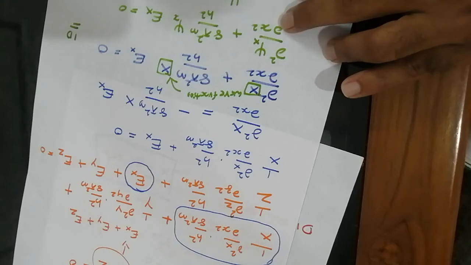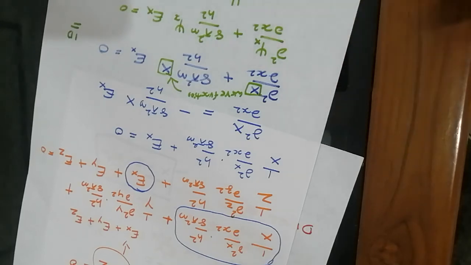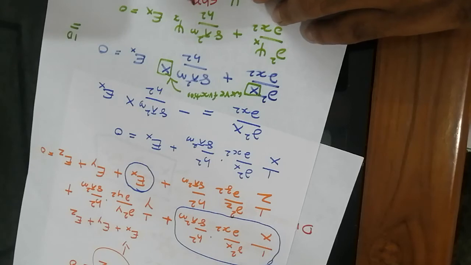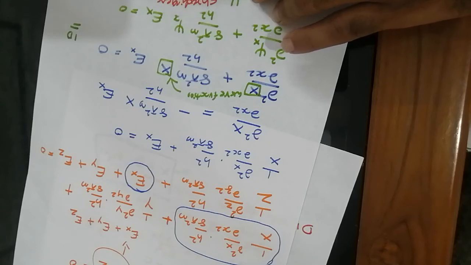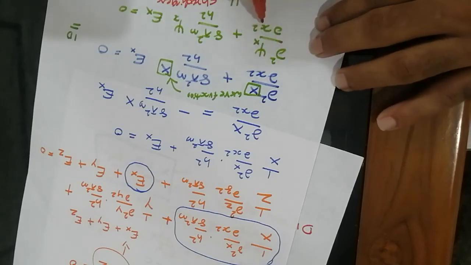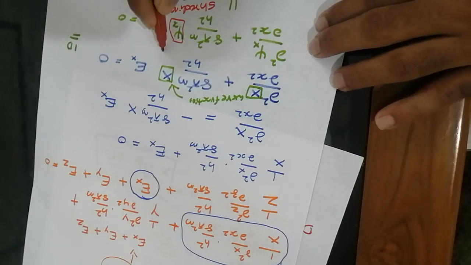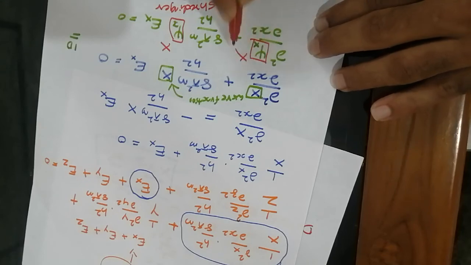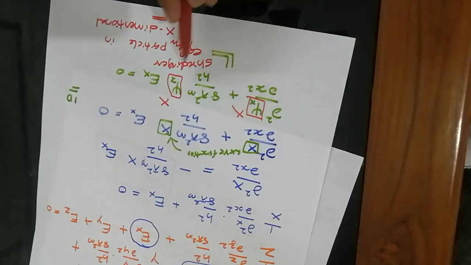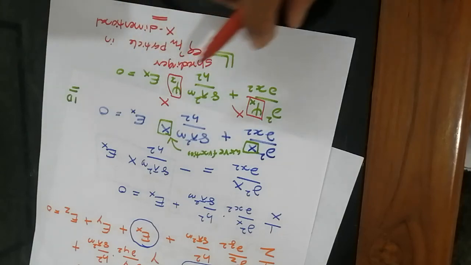for one particle in x direction, a one-dimensional particle in x dimension. It is a Schrödinger equation for particle in x dimension: dou square psi x by dou x square plus 8 pi square m by h square psi x. But instead of psi x, please use capital letter x. It is the Schrödinger equation for particle in x dimension.